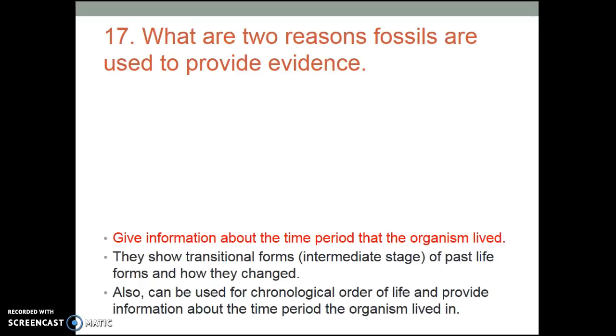Two reasons fossils are used to provide evidence. They give information about the time period that the organism lived in. They also use some fossils as showing transitional forms between different past life forms and how they have changed, those intermediate stages. So they can also be used for the chronological order of life.